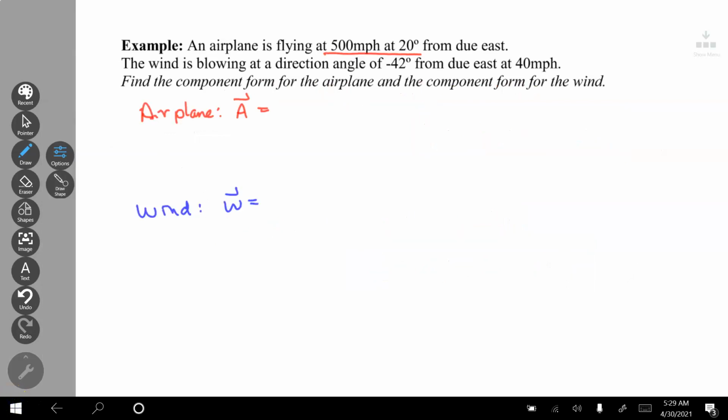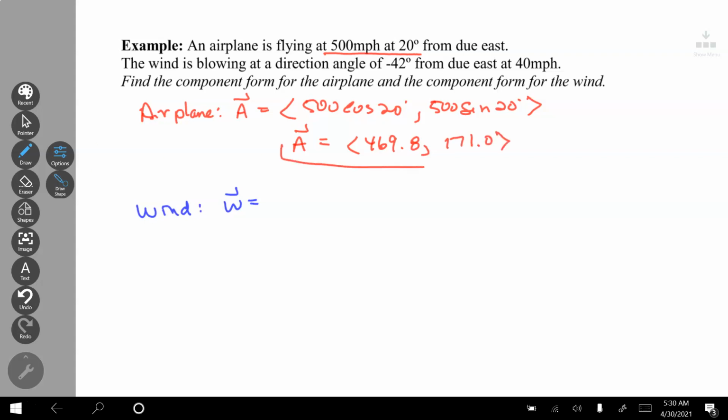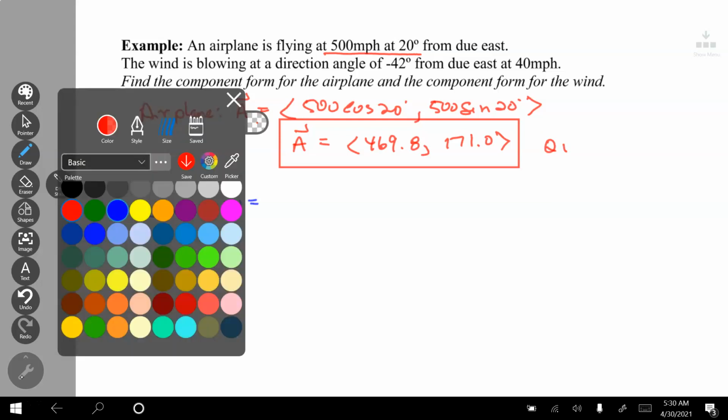So I have my airplane flying at 500 miles per hour at 20 degrees. 500 cosine 20 degrees, 500 sine of 20 degrees. And so my vector A is equal to 469.8, comma 171.0 when I round to 1 decimal. And I should always check the quadrant. And I'm pretty sure that this is in quadrant 1 and 20 degrees is in quadrant 1. So that does work out.